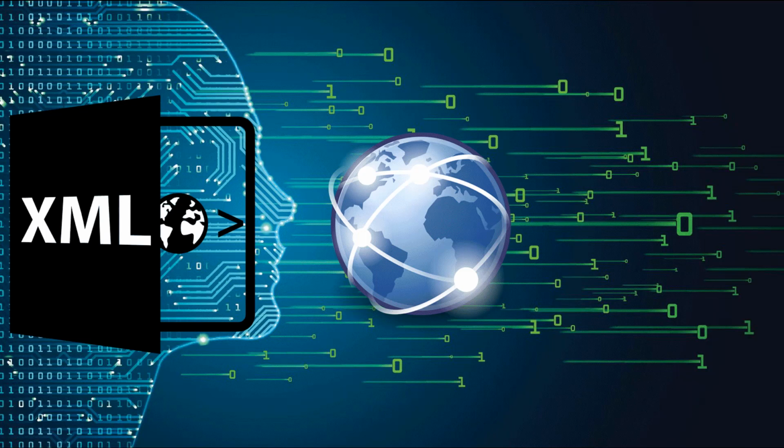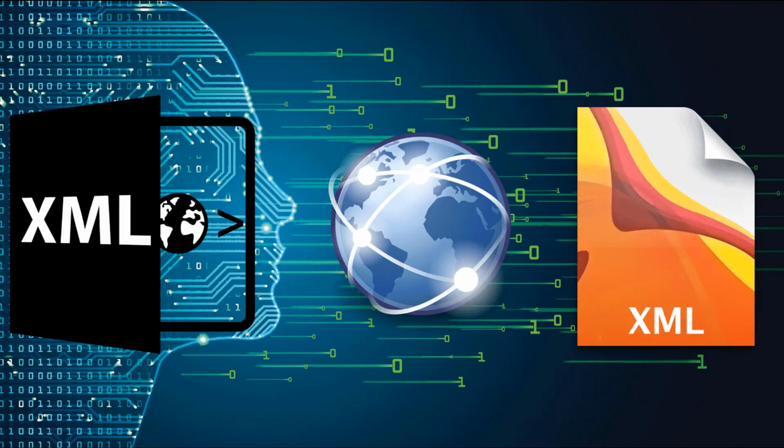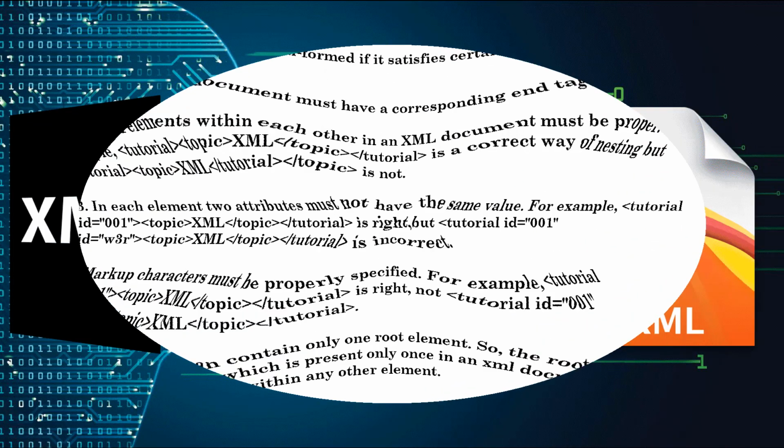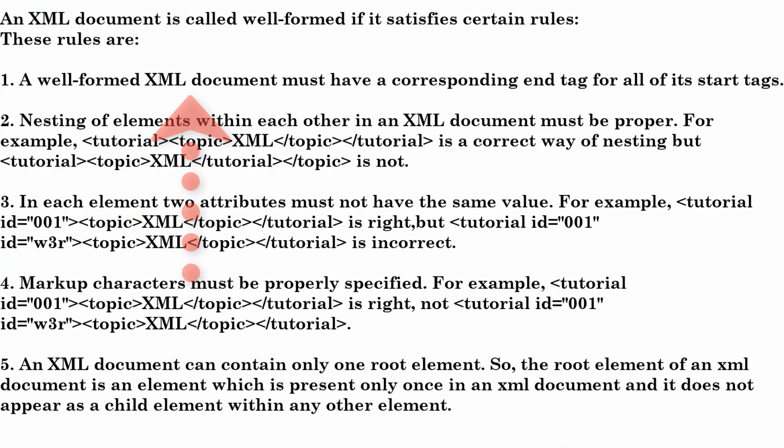Now, an XML document is called a well-formed document only when it satisfies certain rules. First, a well-formed XML document must have a corresponding end tag for all of its start tags. Second, nesting of elements within each other in an XML document must be proper, and you can see the example for it. Third, in each element, two attributes must not have the same value, and you can see the example for it. Fourth, markup characters must be properly specified, for example, as you can see here.